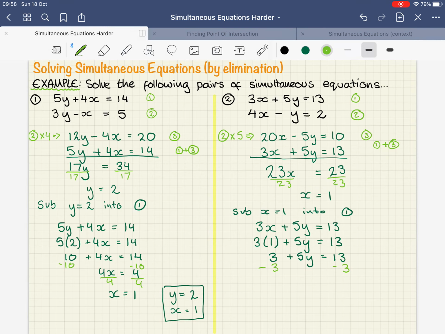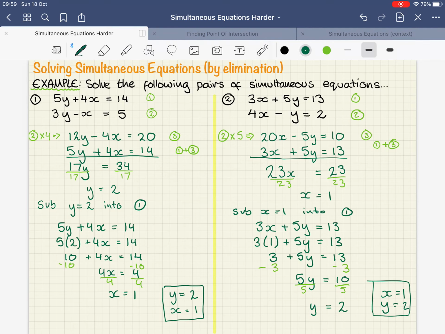Take away 3 on both sides. So I've now got 5y equals 10. Then divide by 5. So I've got y equals 2. And then just reiterating outside, I've got x equals 1 and y equals 2.